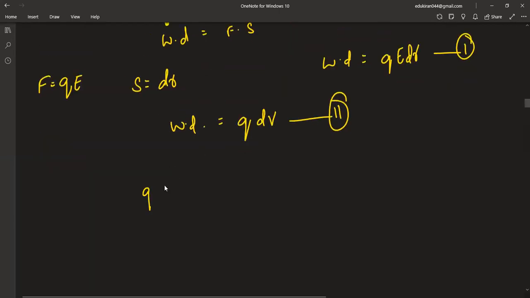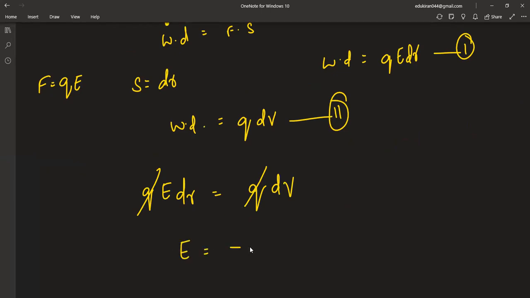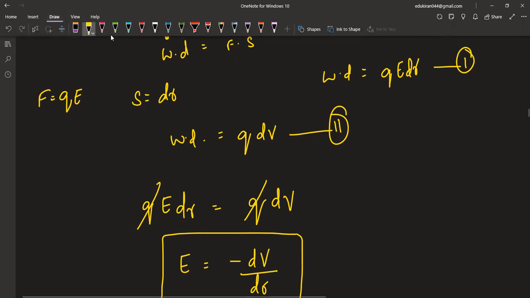So see, when we equate QE dr is equal to Q dV, Q will be cancelled. So electric field will be equal to minus dV over dr. Fine. This is a very important relation, class. E is equal to minus dV over dr. This is what? Rate of change of potential.